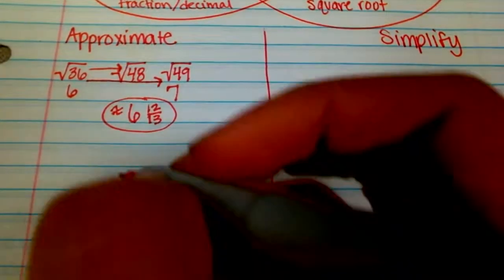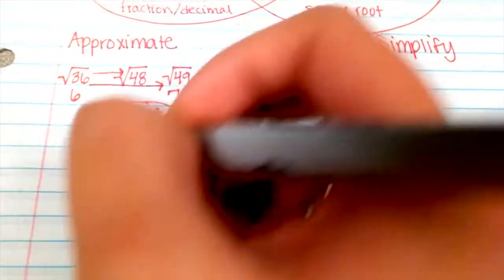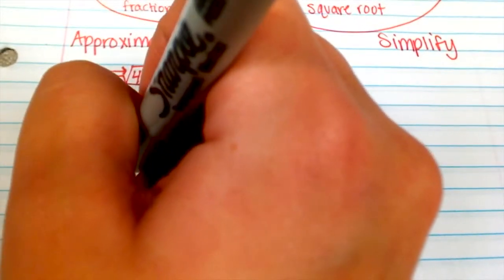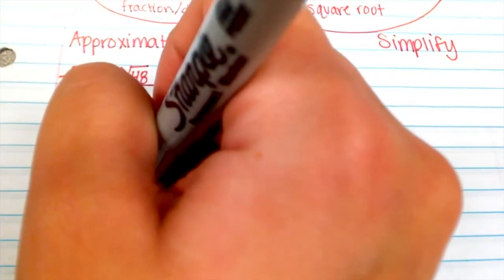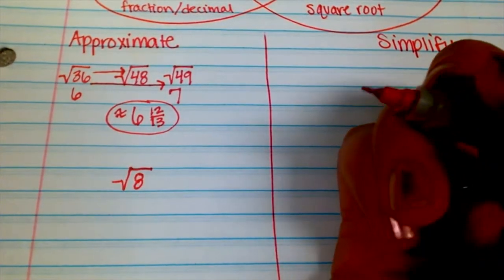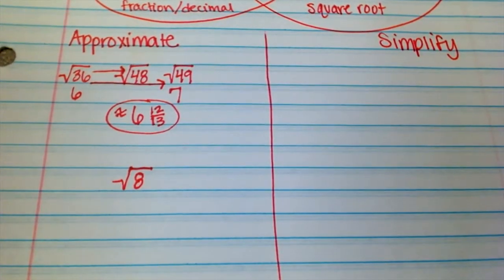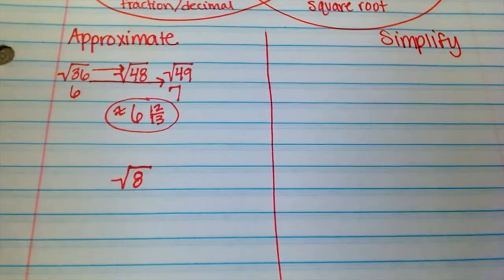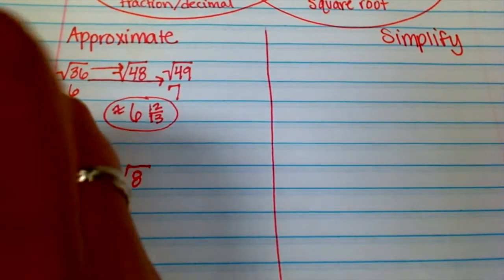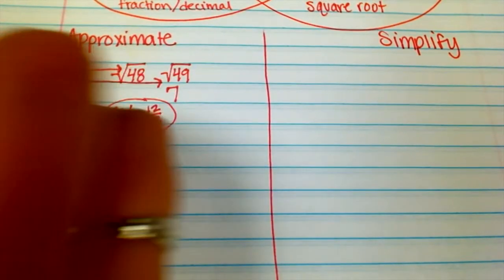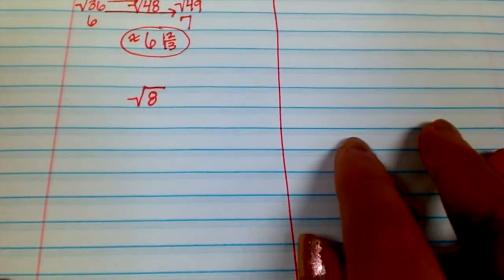All right, let's look at another one. Let's do the square root of 8. On your perfect squares list, what is a perfect square less than the square root of 8? 4. All right, so we have the square root.